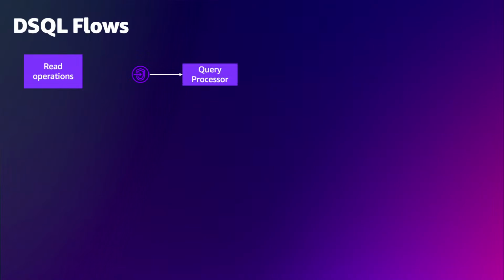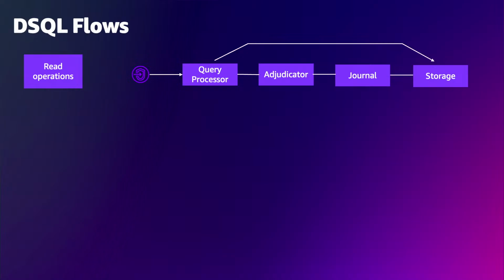So we're going to talk about flows now. So we're going to talk about the read operations. So we start with the endpoint. We have the query processor, and as I mentioned before, it goes directly to the storage. It will bypass the adjudicator and the journal.